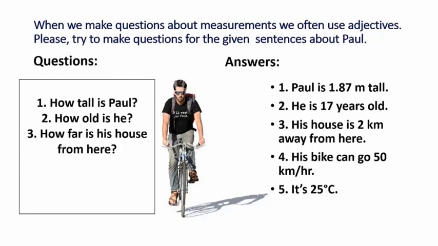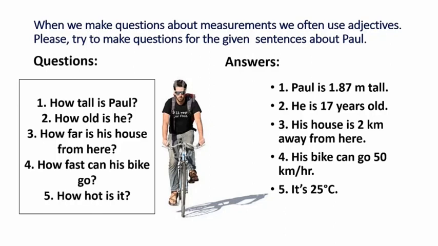His bike can go 50 kilometers an hour. How fast can his bike go? It's 25 degrees Celsius. How hot is it? Or we can ask, what's the temperature outside?